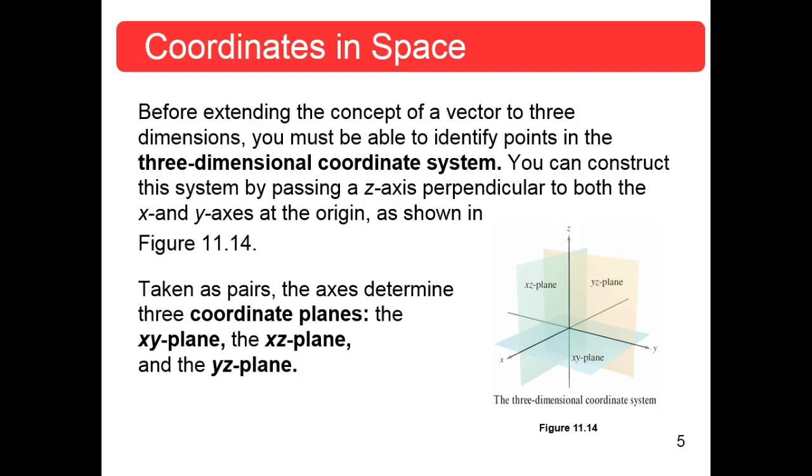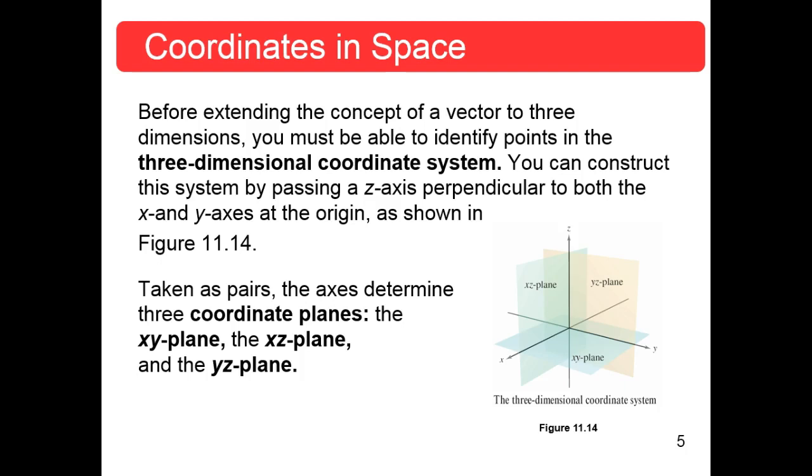So taken as pairs, the axes determine three coordinate planes. The xy plane, which is this one, x and y. The xz plane, which is the green, or I guess that's sort of greenish looking. And the yz plane, which is sort of the beige kind of looking.